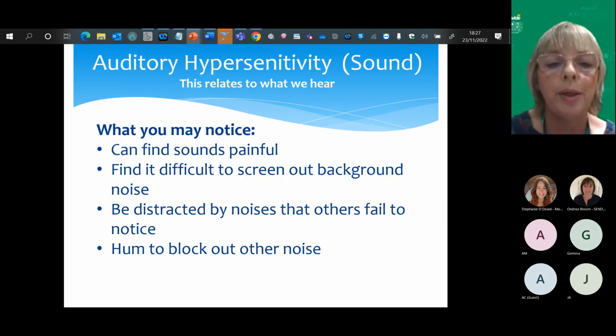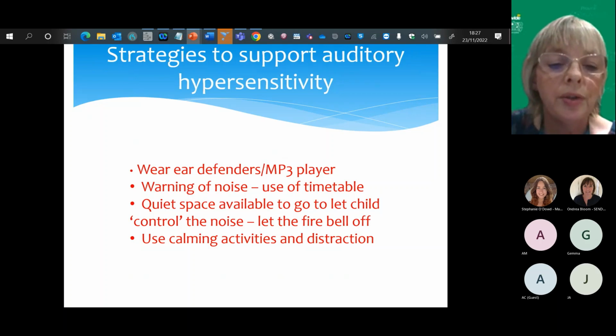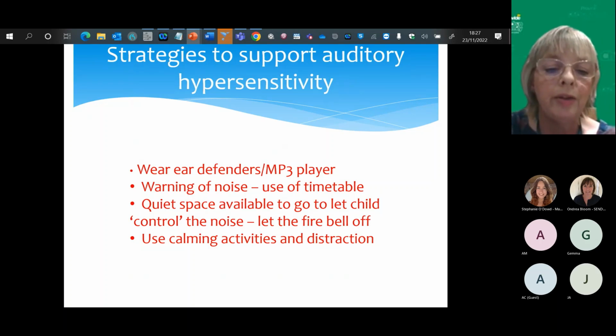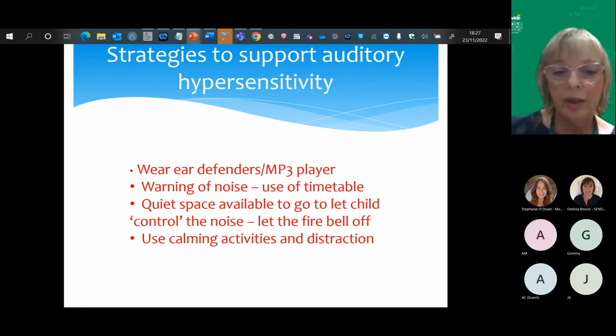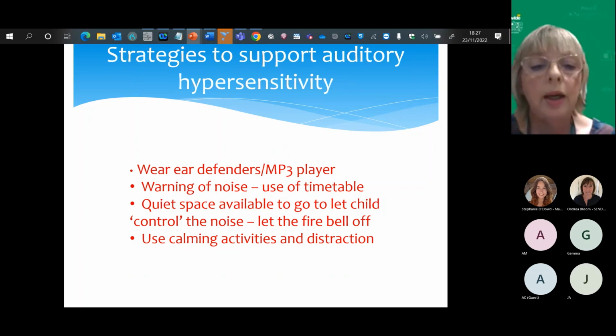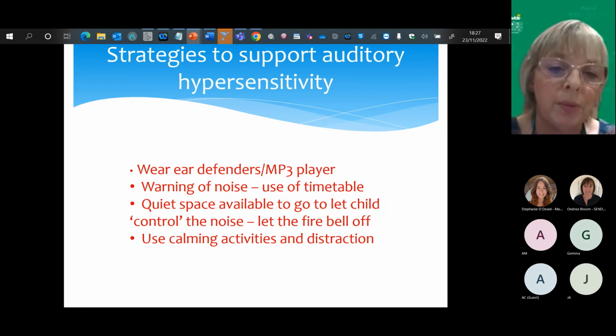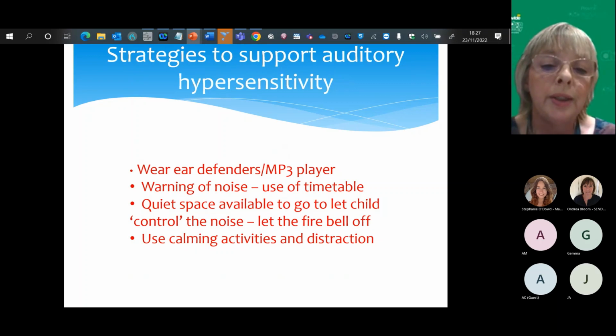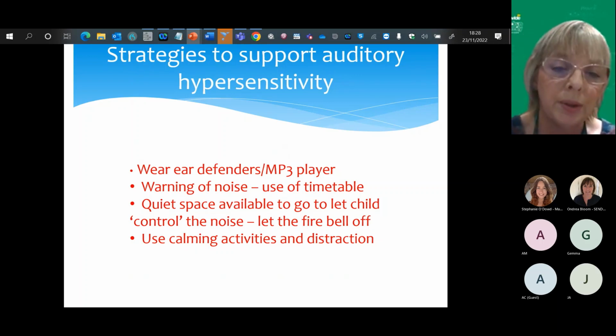It also helps then to be able to use compensatory strategies to try and help. So there's some suggestions, and as I say, the PowerPoint will be available at the end. So ear defenders, MP3 player, things like that. When you're using strategies, the school has a responsibility to make reasonable adjustments for sensory processing difficulties. So if your school ever says to you, we don't have ear defenders here, that's not acceptable. Ear defenders are a reasonable adjustment.